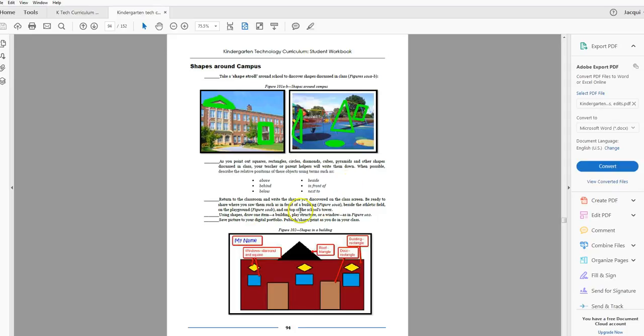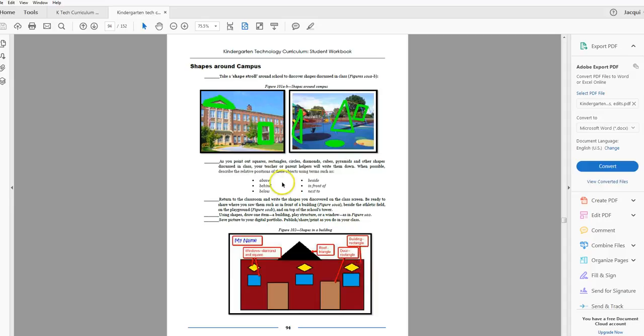You can write on the smart screen, on the class screen, what shapes they found around the classroom, and then they're going to draw one part of the campus and mark the shapes that they found on it. This is their project using whatever drawing tool you use. Then publish, share, print that.